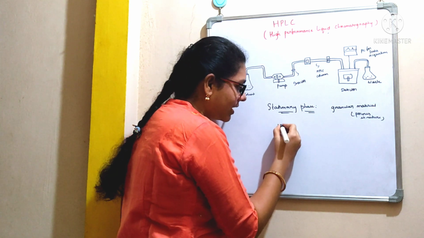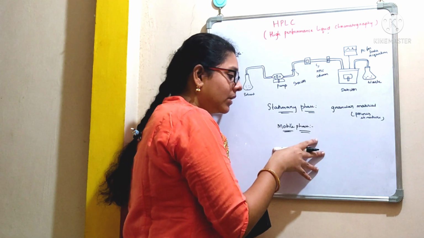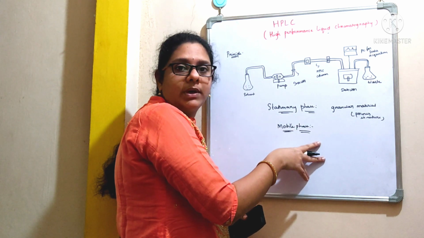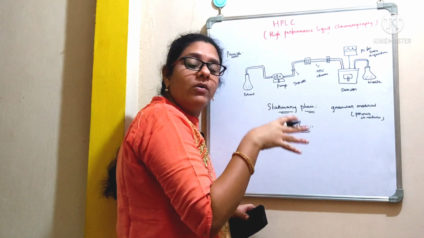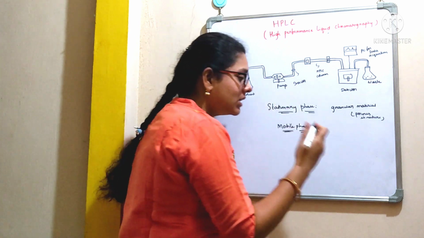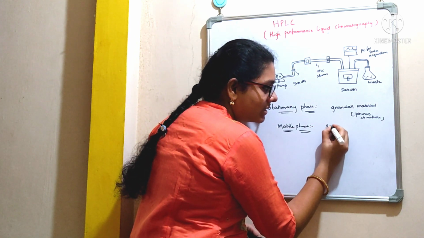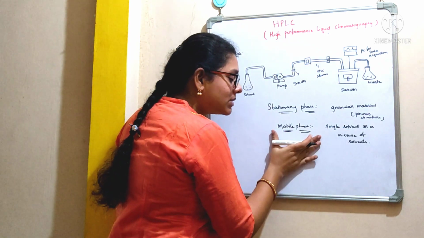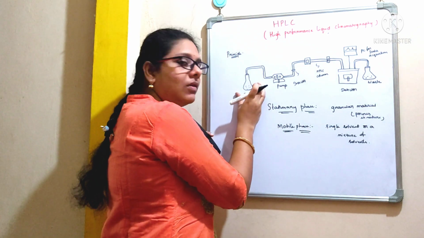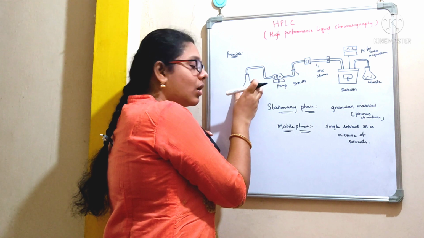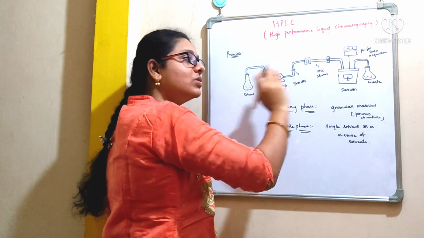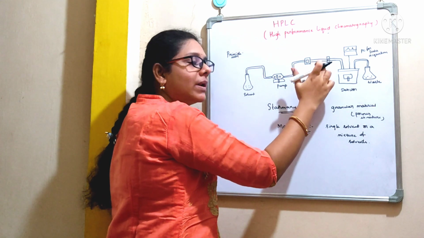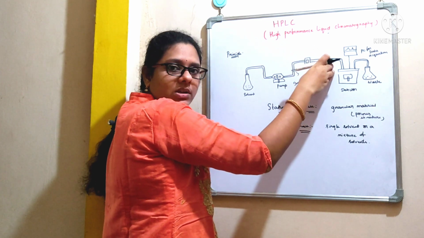Coming to the mobile phase, here again you need to standardize the mobile phase based on your experiment and based on the compound which you are interested in. This mobile phase can be a single solvent or a mixture of solvents. And this mobile phase, or a solvent which is kept in the solvent reservoir, is forced under a high pressure through this separation column. So in this separation column, there will be a stationary phase, right?